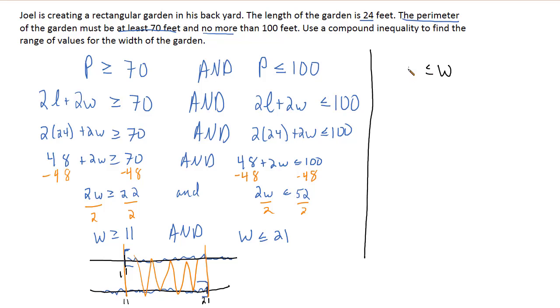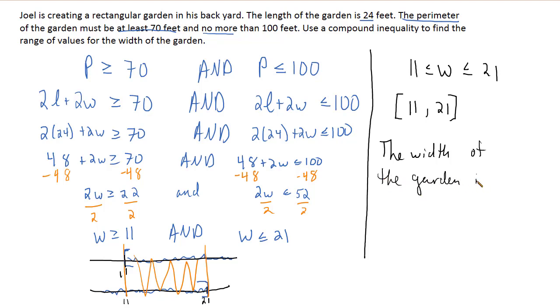So therefore, the range of values for the width of the garden must be greater than or equal to 11 and less than or equal to 21. And so in interval notation, we could think of that as being the interval from 11 to 21. In context, this means that the width of the garden is between 11 feet and 21 feet.